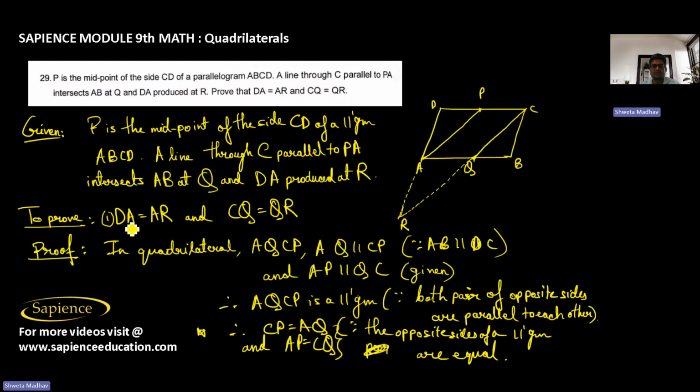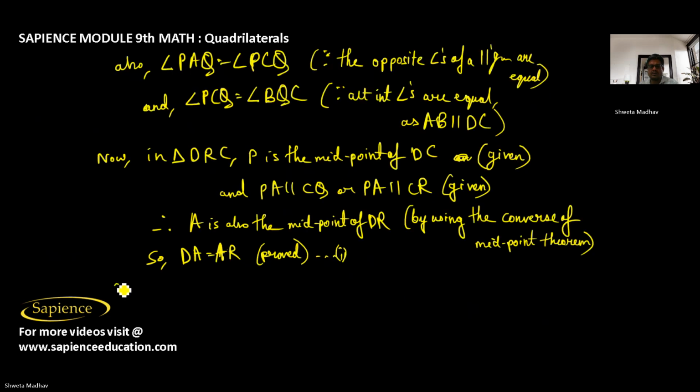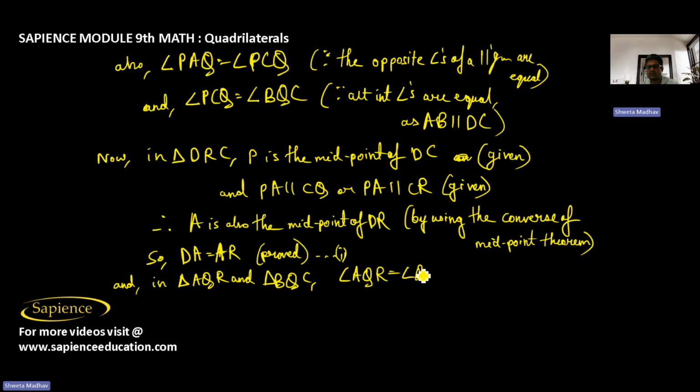So first part is DA is equal to AR, and second part is CQ is equal to QR, that also we have to prove. And then now we can see that in triangle AQR and triangle BQC, angle AQR is equal to angle BQC, since vertically opposite angles are equal.